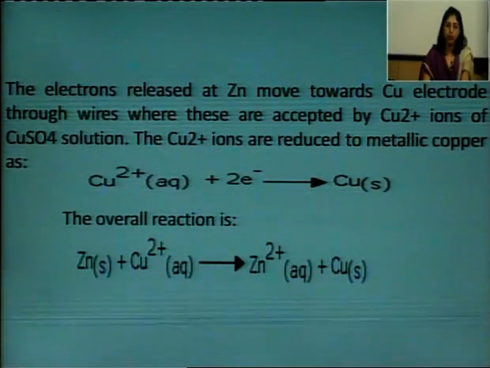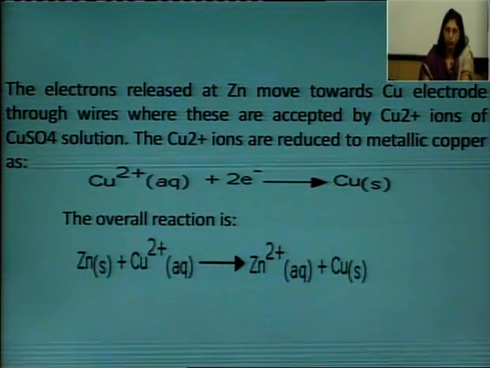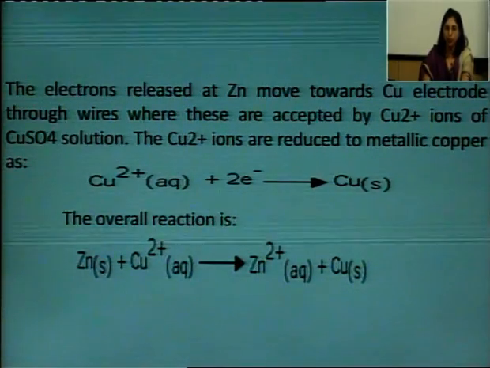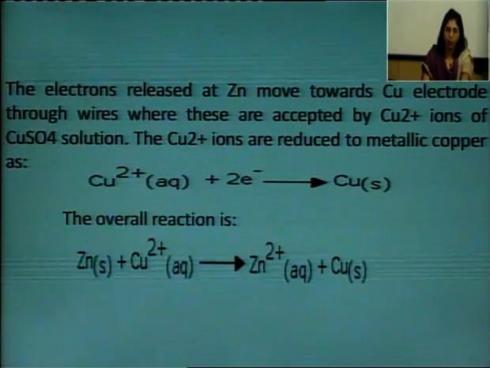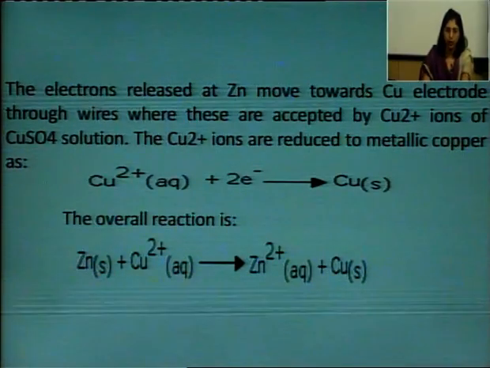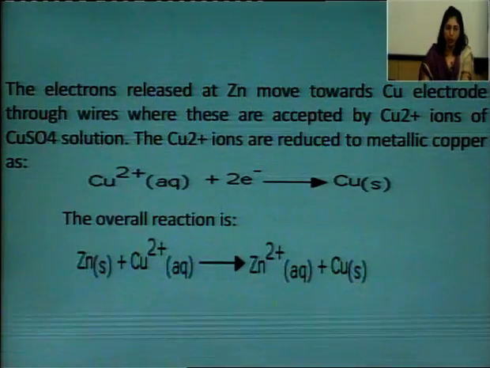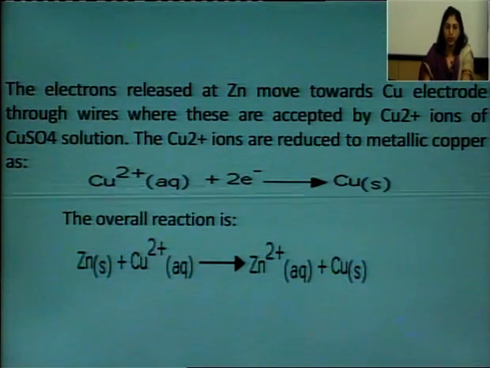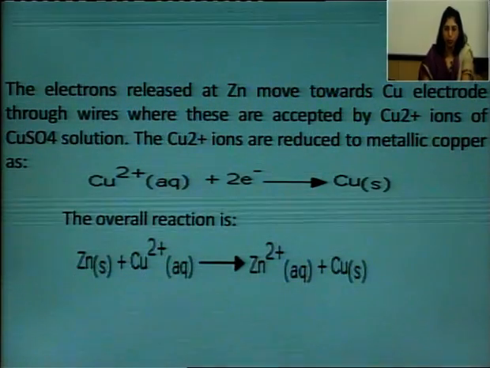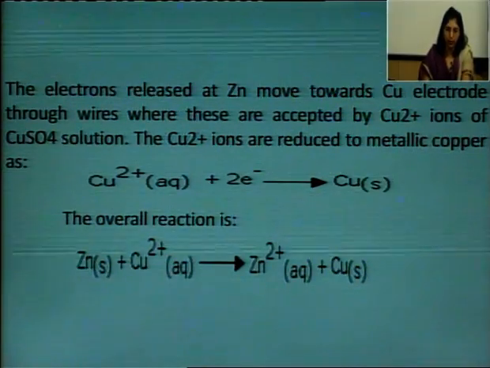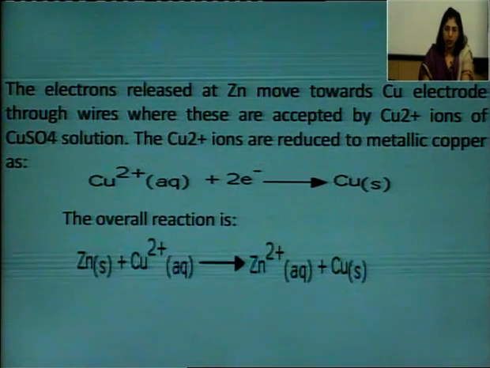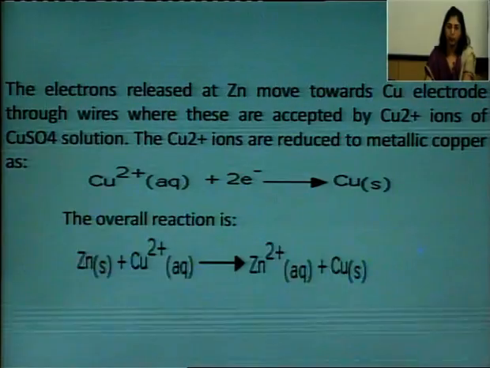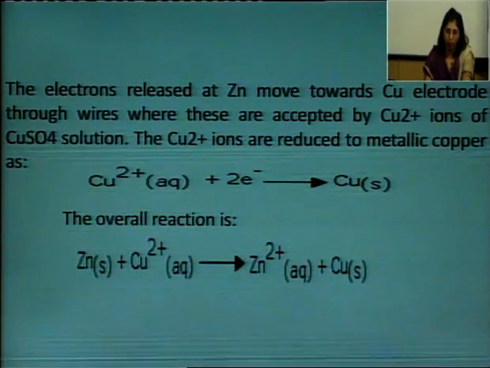The electrons released at zinc move towards copper through the wires, where they are accepted by copper ions of the copper sulfate solution. So, in the second step, copper ions from copper sulfate solution gain these 2 electrons and change into solid copper. That is why the weight of the copper rod increases, because the copper formed will deposit on the copper rod.